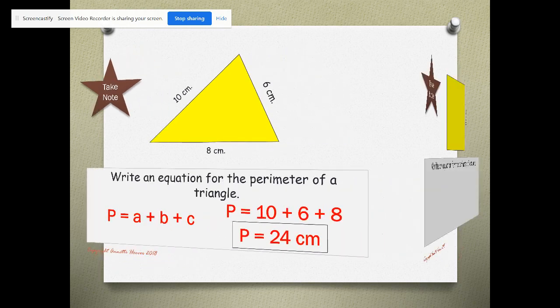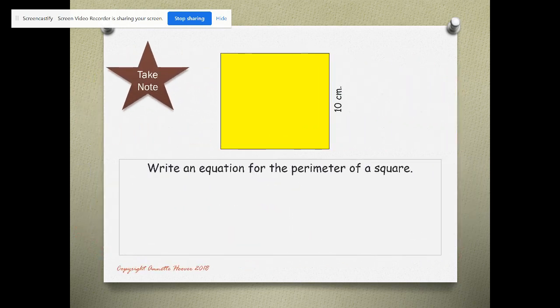Alrighty. We're going to go on to the square. Now, what do we know about a square? We know the square has 4 equal sides. So we could add 10 plus 10 plus 10, which is very easy to do mentally. It's not always going to be mentally easy because we're going to have decimals and fractions and such. But since all sides are the same, all we have to do is take the side and multiply it times 4 because we have it 4 times.